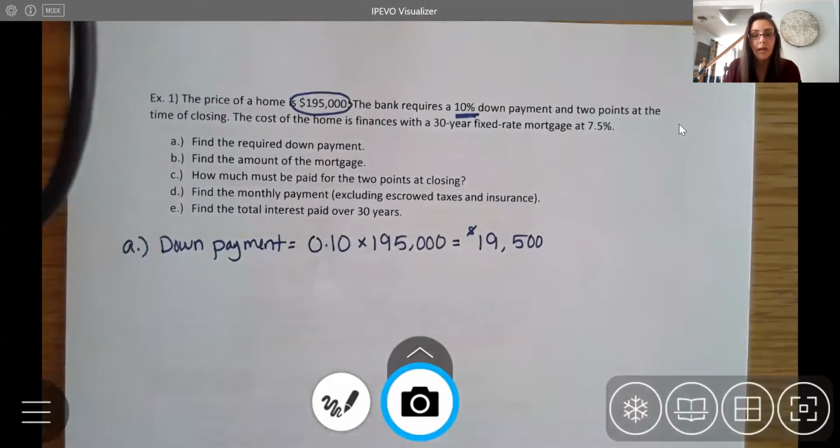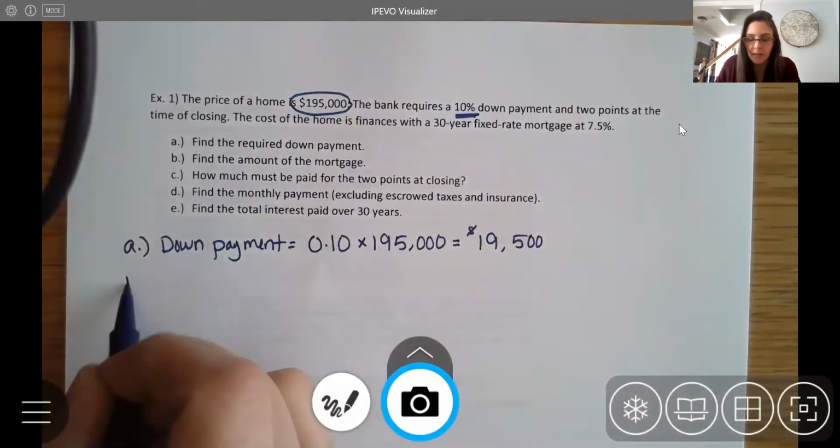So if you want to own this house and the bank requires 10% down, then you need to have almost $20,000 sitting in the bank ready to go and to be paid towards that house. So it can be a lot of money to have a down payment.